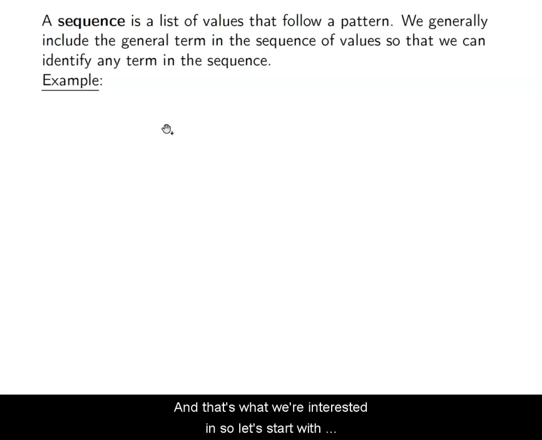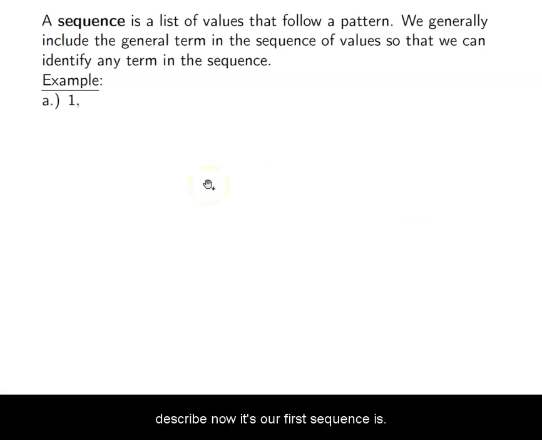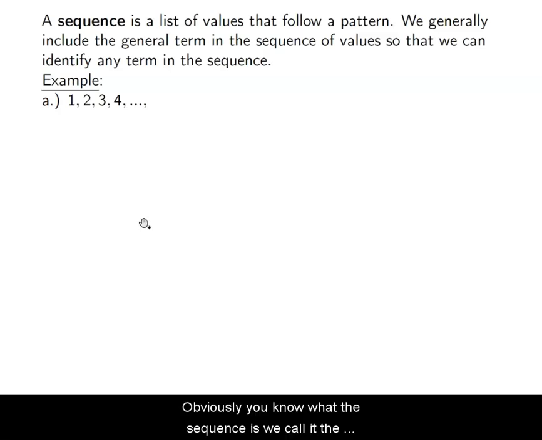So let's start with some very basic, very easy sequences to begin with. I'm pretty sure all these sequences that you're going to see right now are things that you've seen before, but maybe you haven't thought about them in the way that we're going to describe them now. Okay. So our first sequence is the set 1, 2, 3, 4, and so on. Obviously, we know what the sequence is. We call it the natural numbers or the counting numbers or the positive integers, but we haven't talked about it as a sequence of numbers.